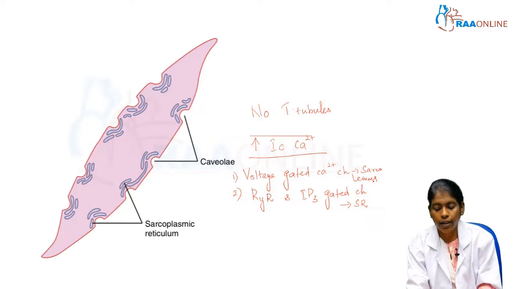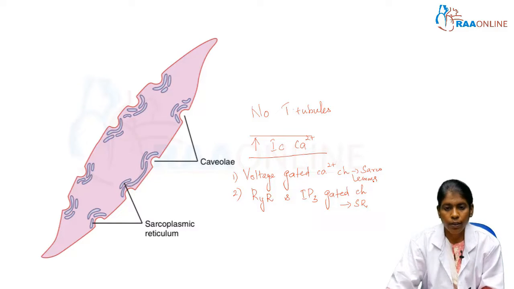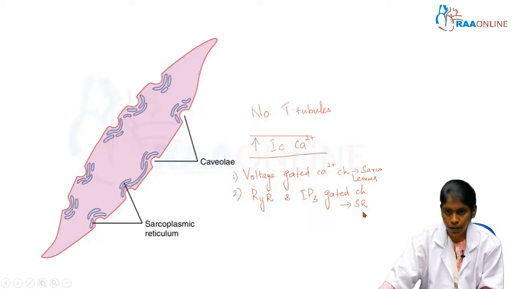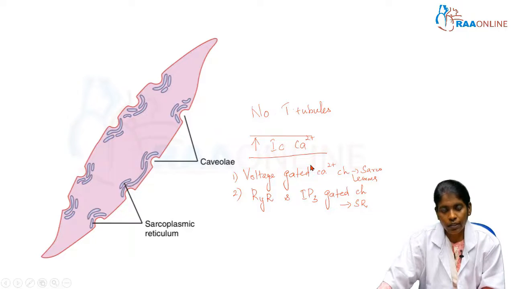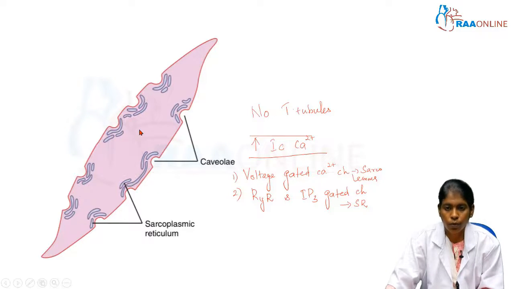So, the voltage gated calcium channel is present in the sarcolemma in the caveolae, and the ryanodine receptor and IP3 gated calcium channels are present in the sarcoplasmic reticulum. This voltage gated calcium channel will cause the movement of calcium from the extracellular fluid into the sarcoplasm, whereas the ryanodine receptor and IP3 gated channels will cause movement of calcium from the sarcoplasmic reticulum into the sarcoplasm.